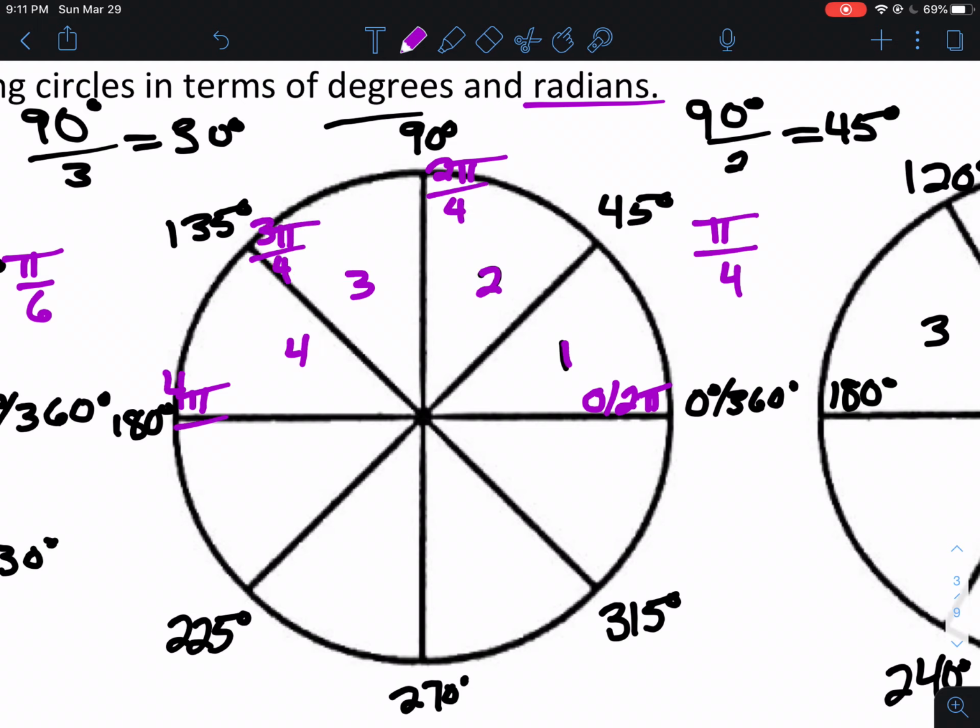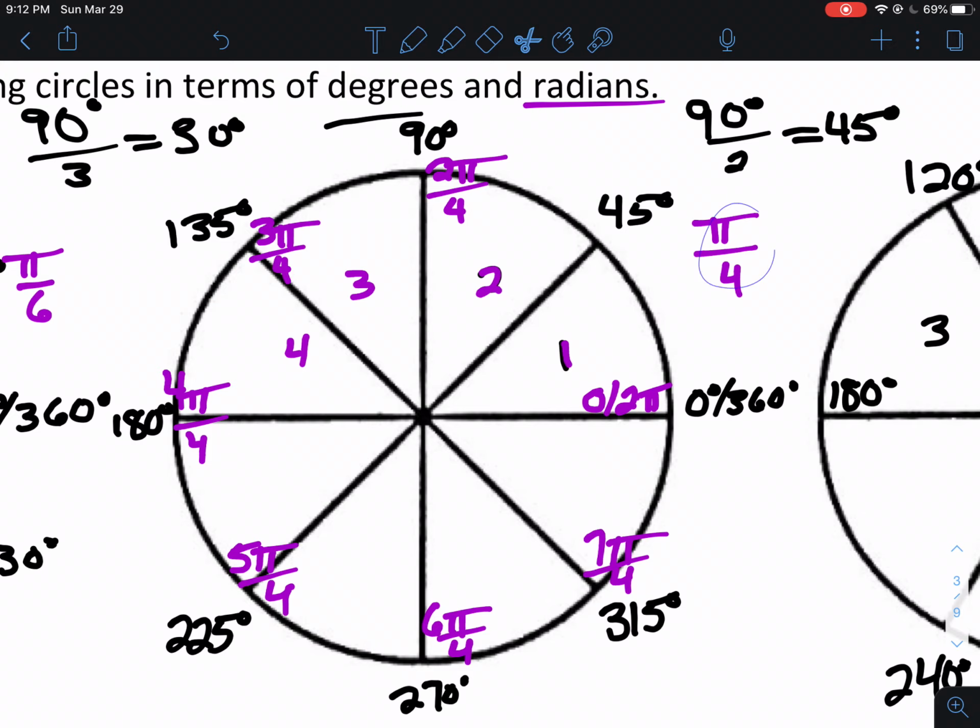At 180 degrees, that would be 4 pi over 4. And then 5 pi over 4, 6 pi over 4, 7 pi over 4. And then when you get all the way back around, 8 pi over 4. If you think about it, 8 over 4 would be 2.